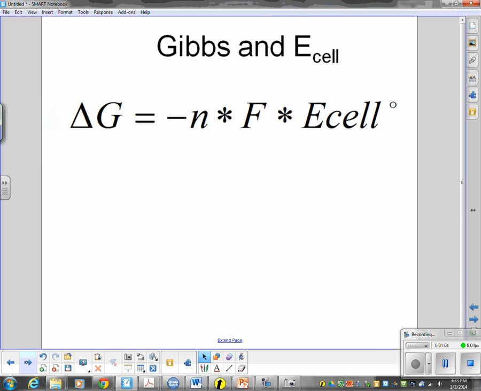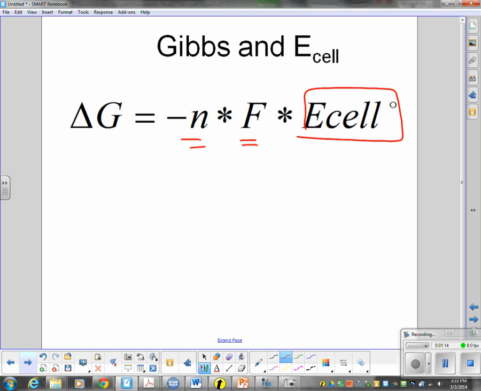So, first thing, if I calculate out E cell, all I have to do is plug into this equation: negative N times F, which is Faraday's constant, times E cell, gets me delta G. N is the number of moles of electrons when you cancel the electrons in an equation. When we do lowest common multiple and redox balancing, that's what N is always equal to.